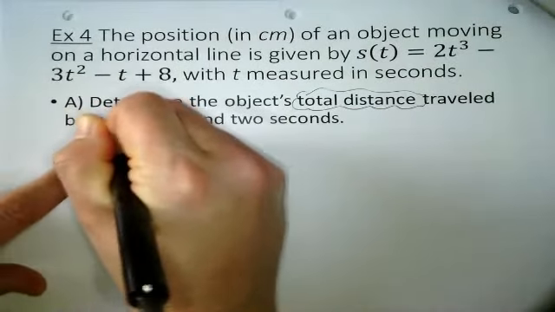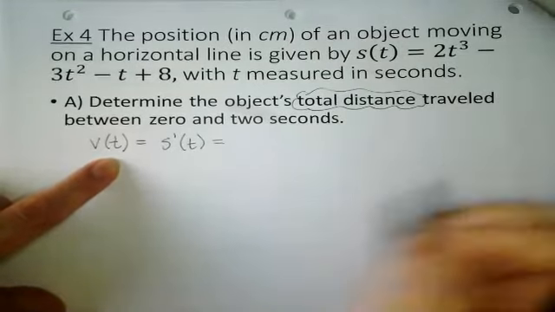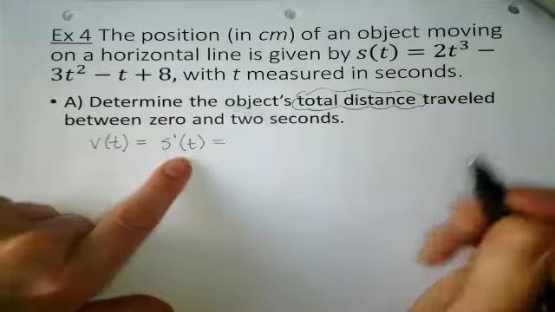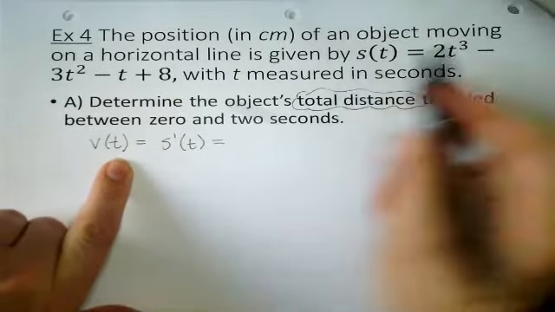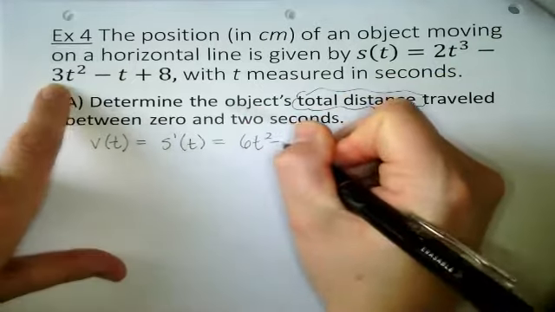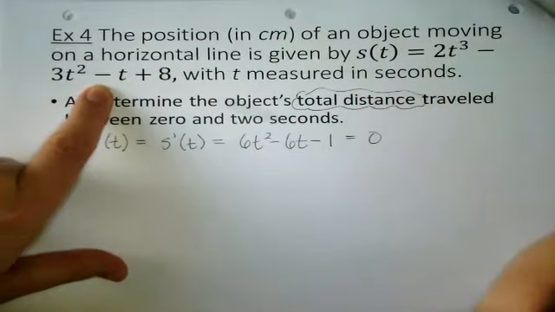Because when the velocity is equal to 0, then we know when that particle has to stop so that it can turn and go the other direction. For just the briefest of moments, it has to pause and then go the other way. So to find the velocity, we're going to take the derivative of this s(t) function. That's going to give me 6t squared minus 6t minus 1. And we want to know when that's set equal to 0.